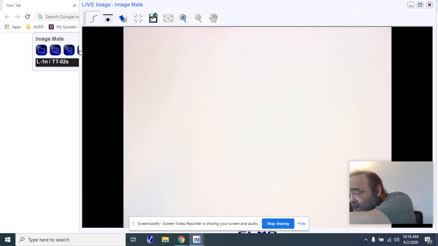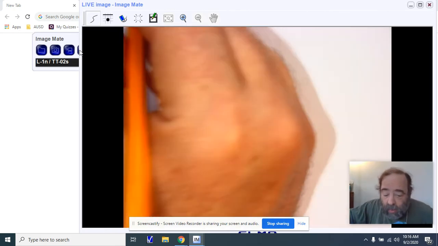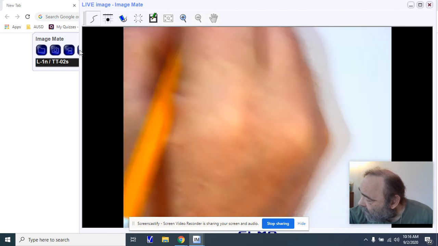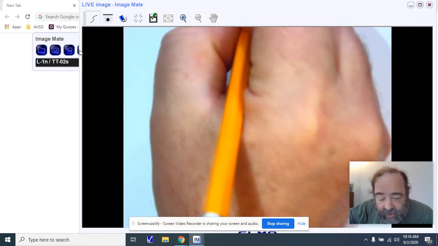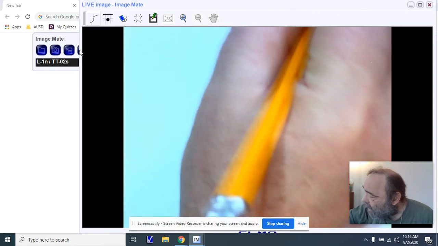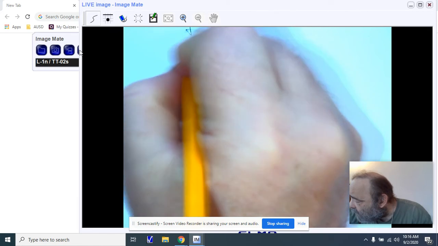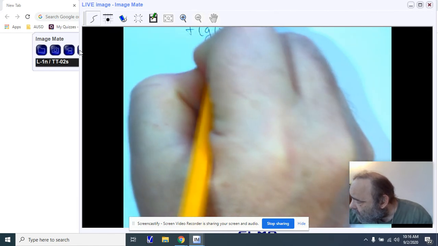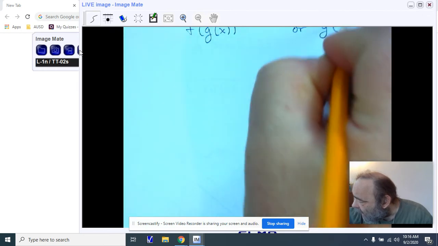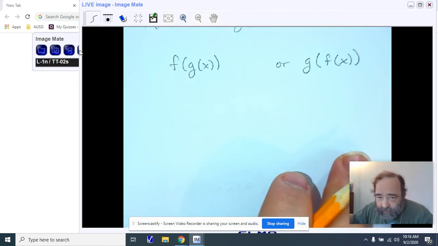In the next question for this, we're looking at trying to construct a composite. We are told that f of x is equal to x cubed, and we are told that g of x is equal to 2x plus 1. There are two ways in which we can do this. We could find f of g of x, or we could find g of f of x. Both of these are composites.